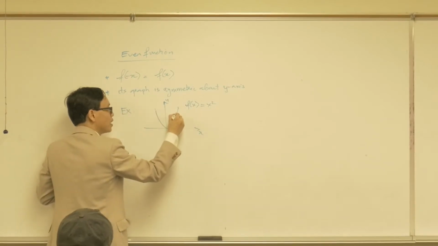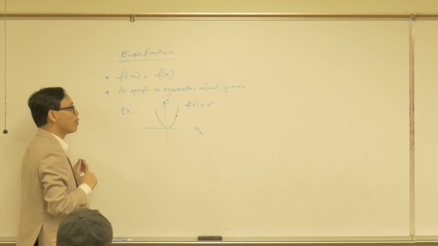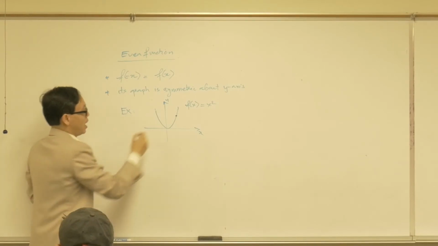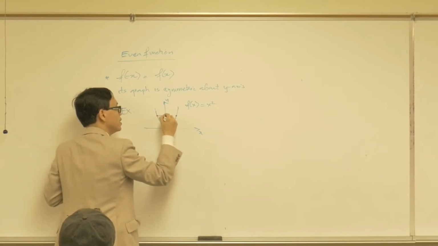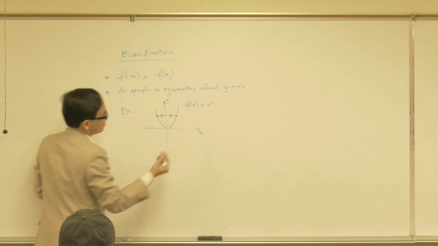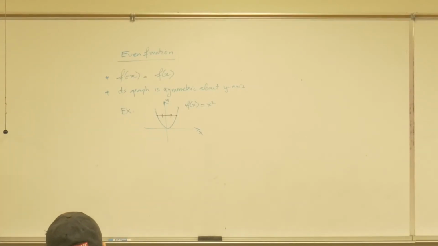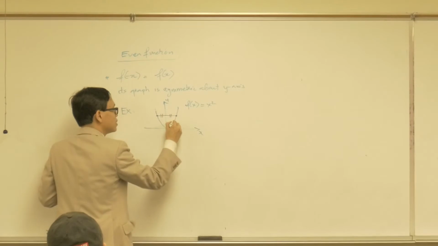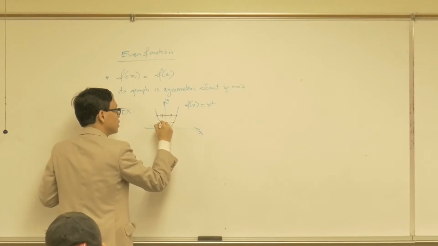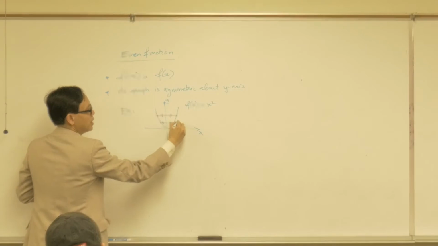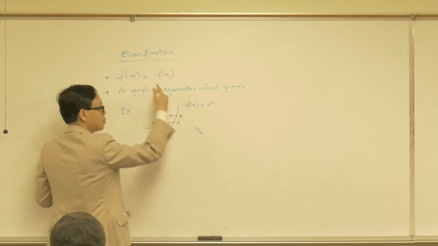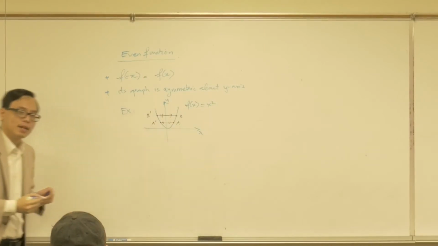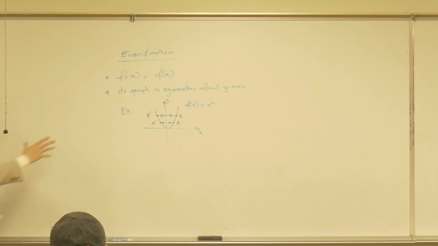Or you can say if I pick a point here and I reflect that point over the y-axis, I have another point here. And the distance from here to here is the same. My graph is not really perfect, but it's okay. And the same thing for any point on this graph. If I reflect point A here, it gives you a point on the graph. If I reflect point B about the y-axis, it gives you a point on the graph. Then I say that this curve is symmetric about the y-axis.